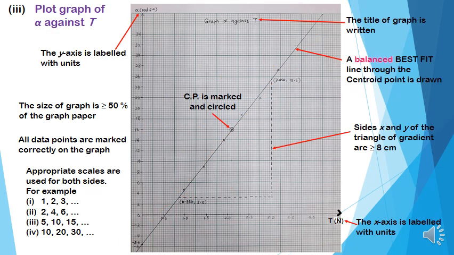To calculate the gradient of the graph, we must draw a right angle triangle. The triangle of gradient cannot be too small. Both sides, x and y, must be at least 8 cm in length. Then label the coordinates of the triangle on the graph. We will use them for the calculation of the gradient afterwards.